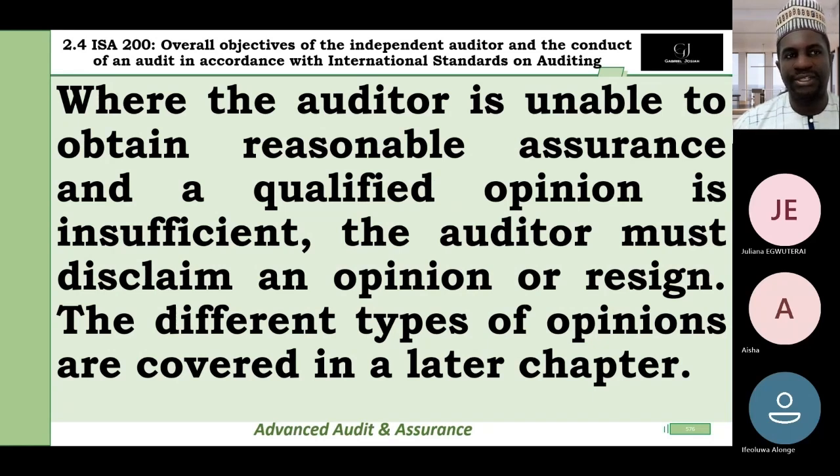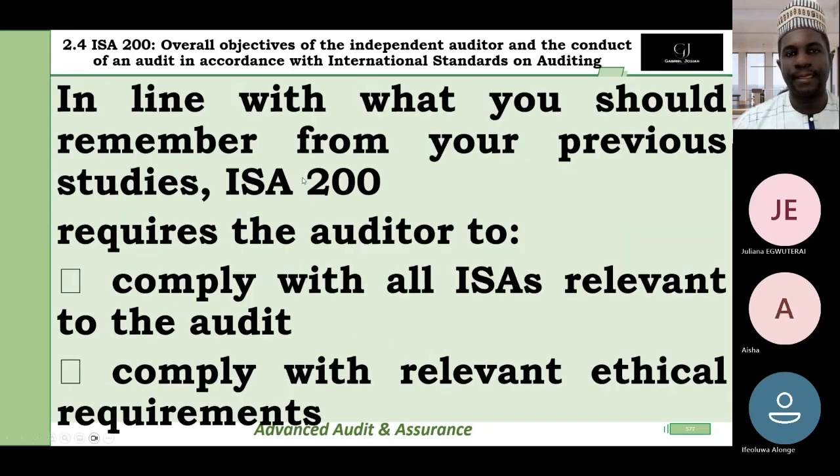But then what is important in ISA 200 is for the auditor to be able to provide reasonable assurance on the financial statement. If he can't, then he should disclaim or issue a disclaimer of opinion. In line with what you should remember from your previous studies, ISA 200 requires the auditor to comply with all ISAs relevant to audit and also comply with relevant ethical requirements. So this is very important.